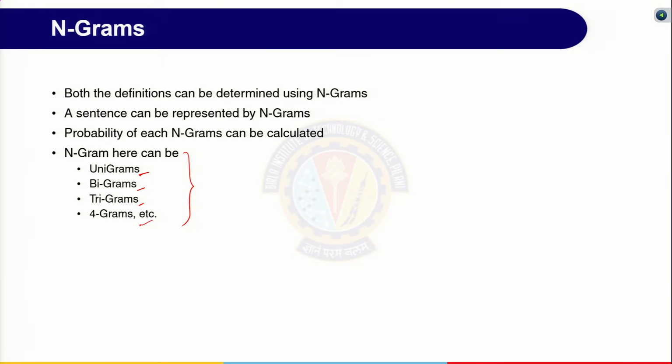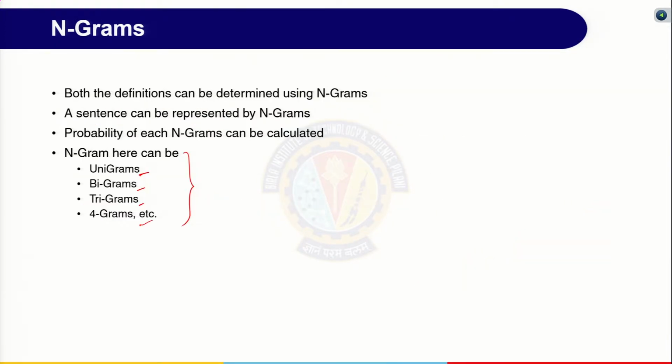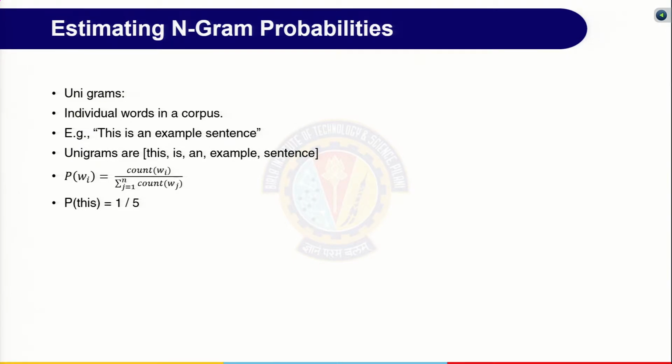The gram here is nothing but the words, or you can consider them as the units of the sentence. If you're talking about the unigram, then we are trying to model this particular joint probability as a combination of individual words. If you're talking about bigrams, we are trying to model it in terms of two words at a time. So let us get into exact details. What do I mean by unigrams and bigrams?